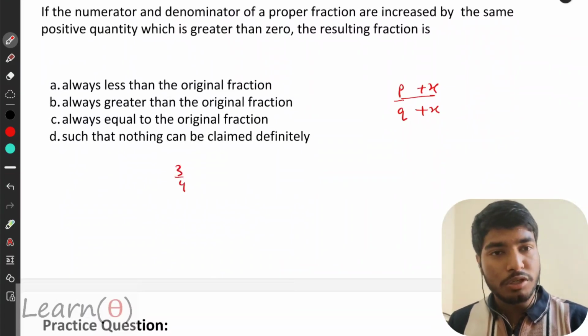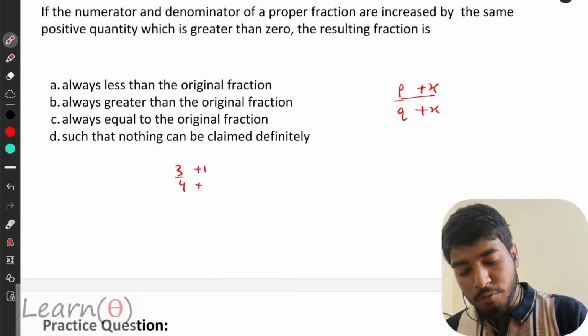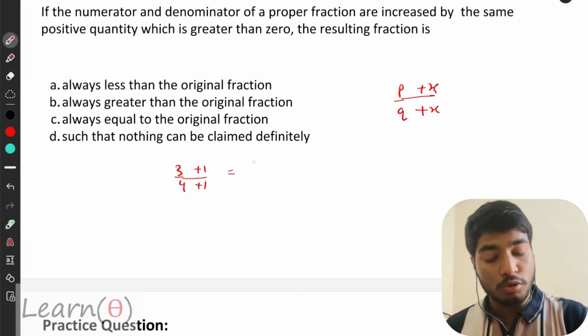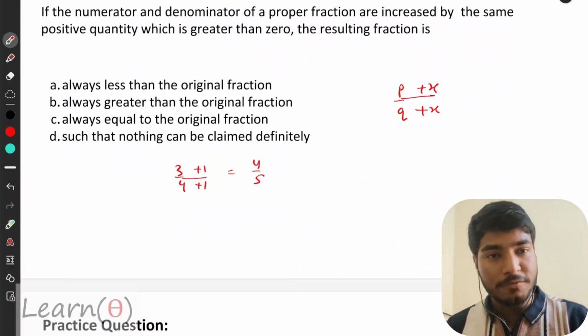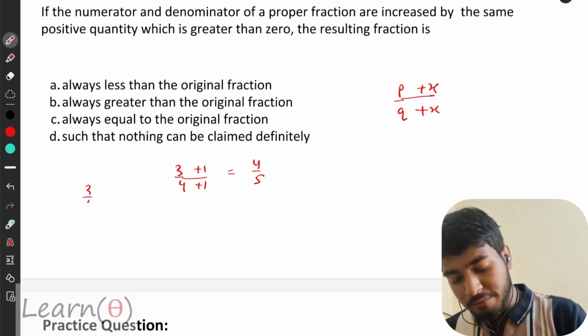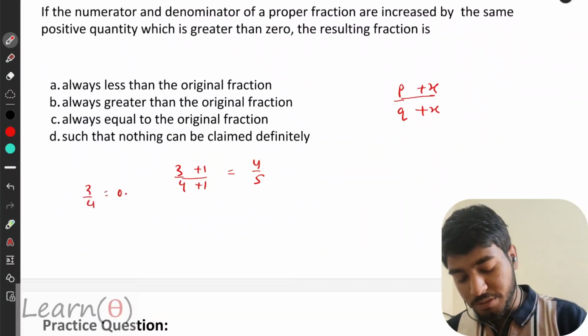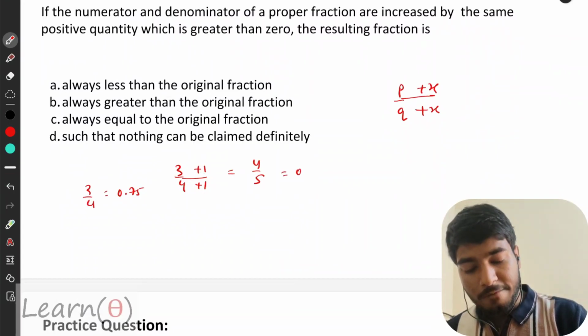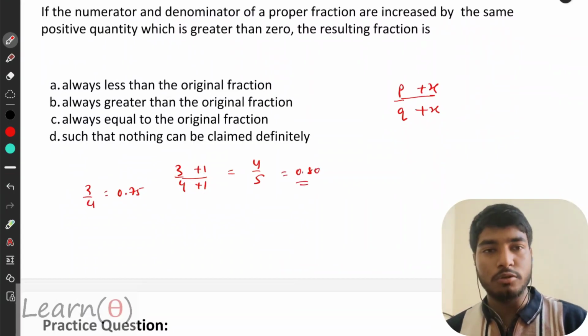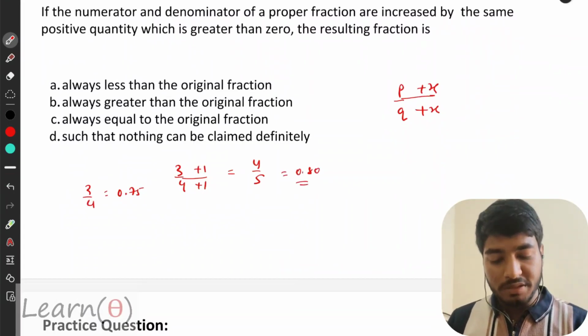My proper fraction is what? 3 by 4. And I add 1 to both of them. If I add 1 to both of them, I will get the new number, that is 5 by 4. What was the earlier value? Earlier it was 3 by 4, now it is 5 by 4. 3 by 4 is equal to something like 0.75 and 5 by 4 is something like 0.80. You have found that here it is increased.